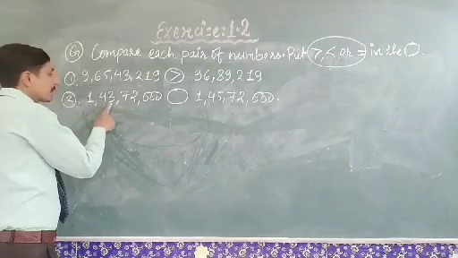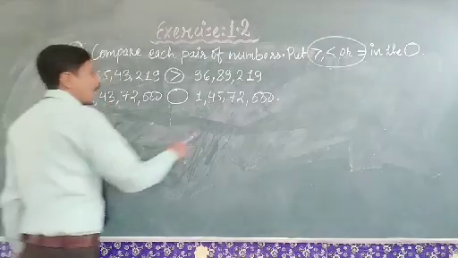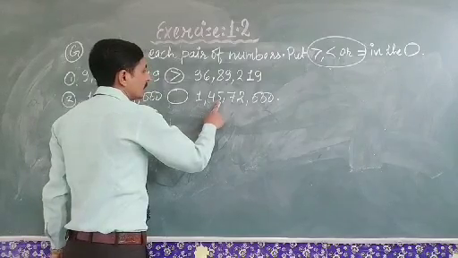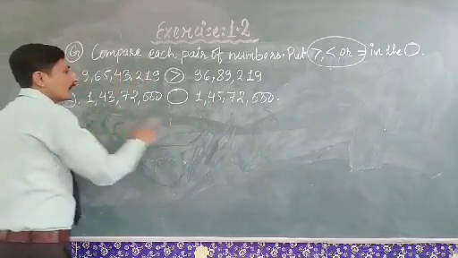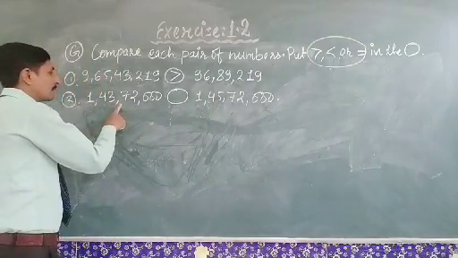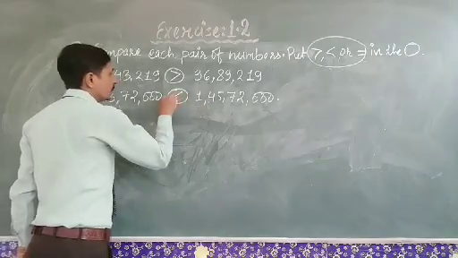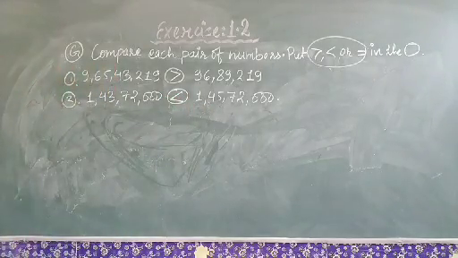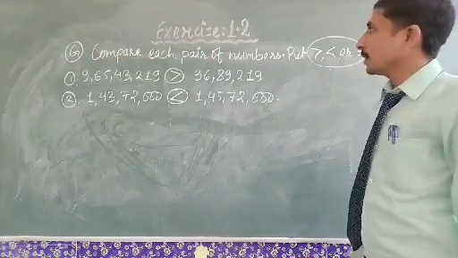After this, you see, in the lakh place of this number the digit is 3, and in the lakhs place of the second number the digit is 5. So 3 is smaller than 5. That means this number is greater than this number. That means our second number is greater than the first number. So we have to put this sign. So in this way you can compare the following pair of numbers.